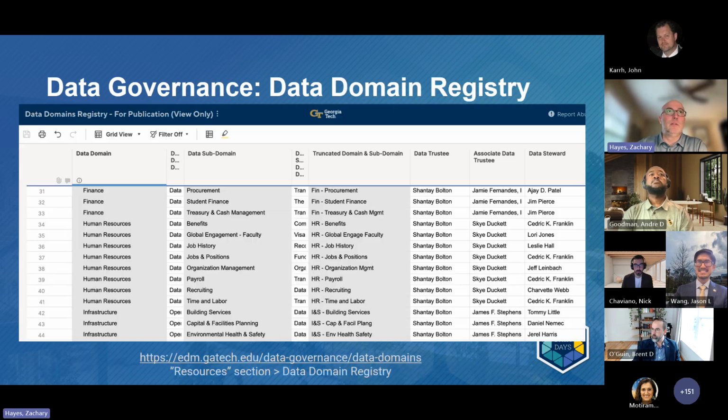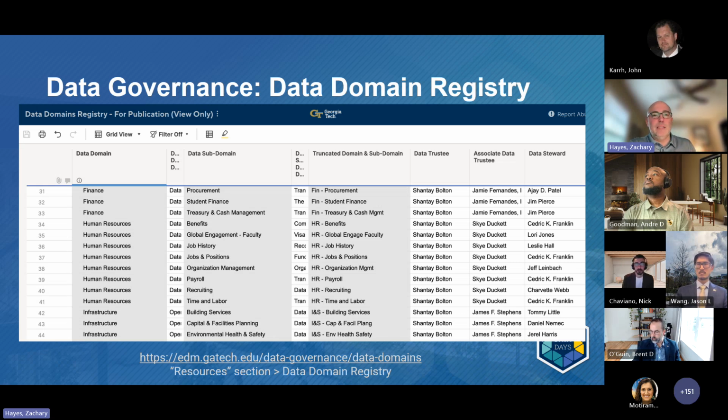All right. Next, I wanted to touch on our data domain registry. I mentioned data domains are how we create buckets of data, and within those buckets, smaller buckets. So think about all the data at Georgia Tech. We've got student data. Student is a data domain. Human resources is a data domain. Finance is a data domain. Within those, we have smaller buckets of data.